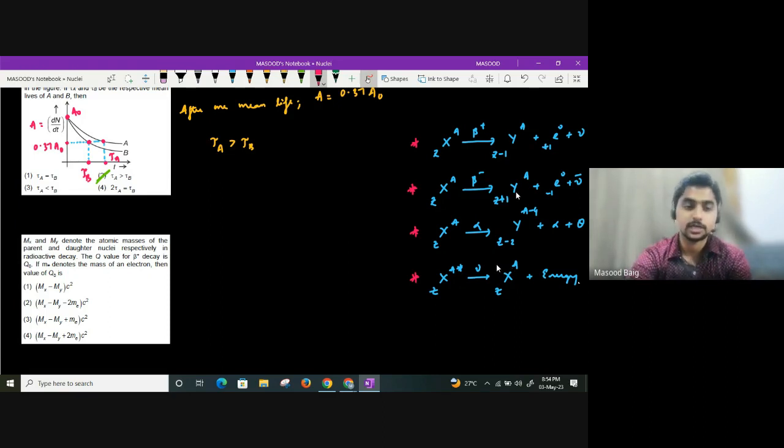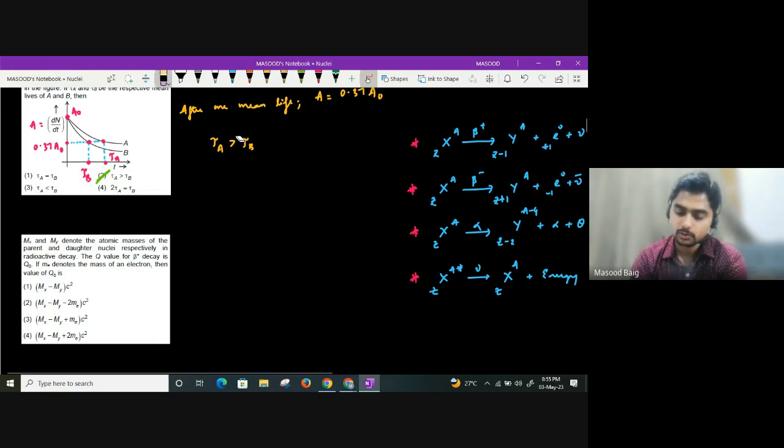Now what is given here? Atomic masses are given, guys. It's a very, very important question. Mx and My will denote atomic masses. So first of all, you please tell me Mx will contain what, guys, in general. Mx and My denote the atomic masses of the parent and daughter nuclei in radioactive decay. Q value for beta plus decay is Q naught. If Me denotes the mass of the electron, the value of Q naught is how much they are asking.